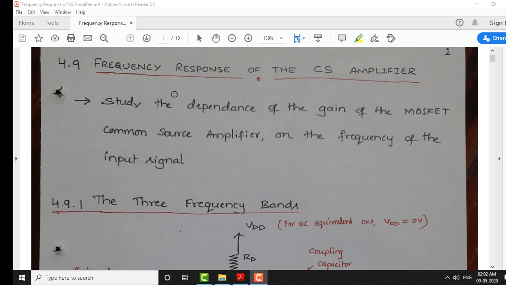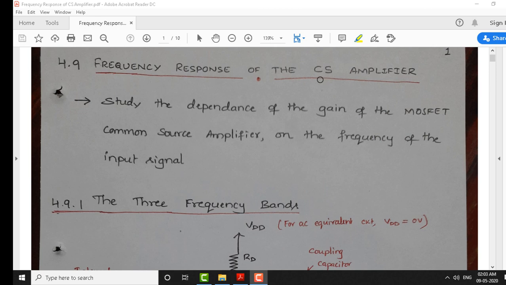In the last class, we discussed junction capacitances and the high frequency model. In today's class, we are going to discuss the frequency response of the common source amplifier. We already know the circuit details of the common source amplifier. Now, in today's class, we are going to cover its frequency response.